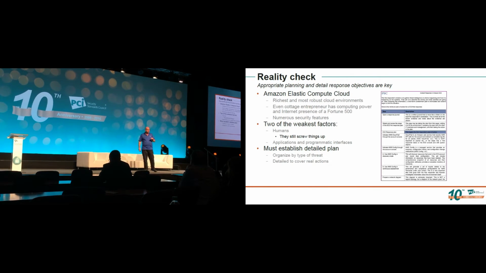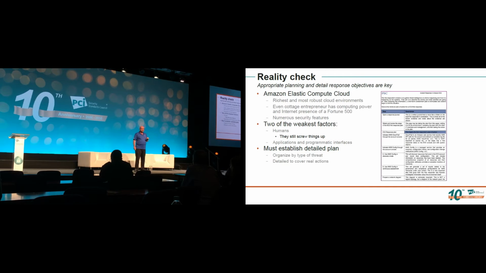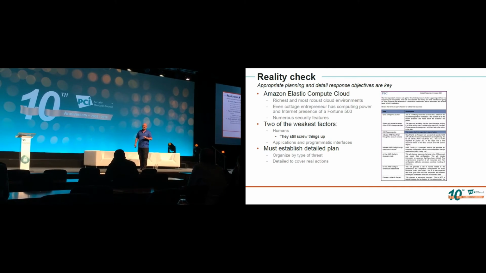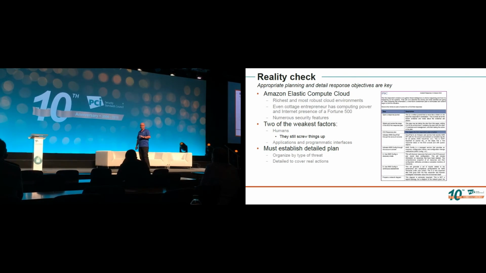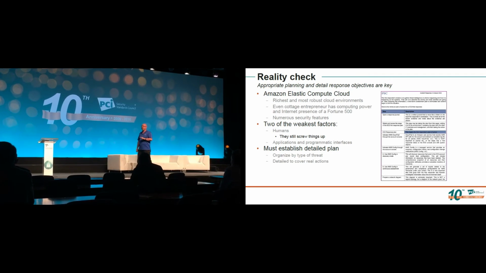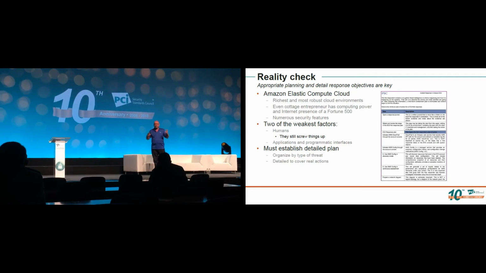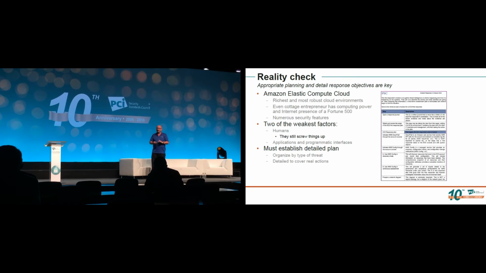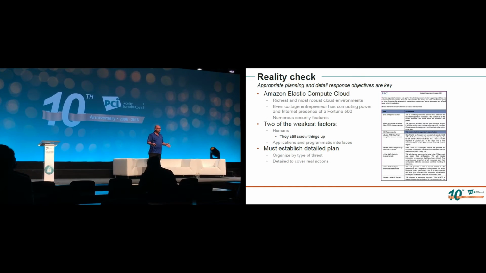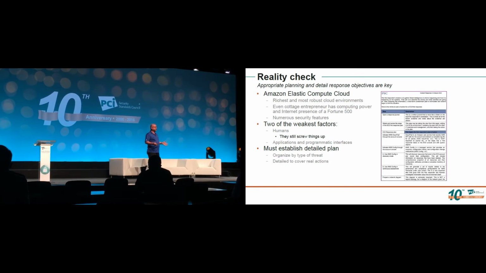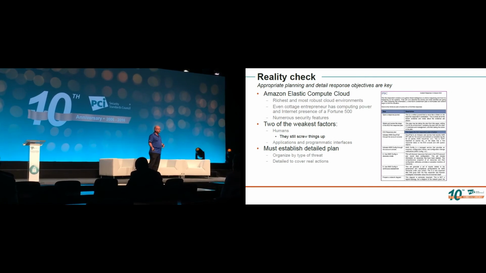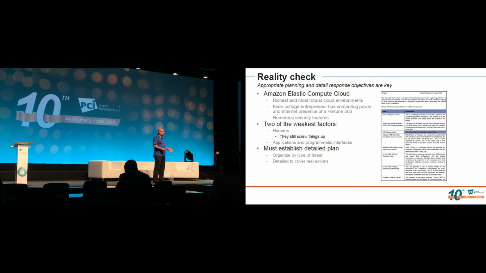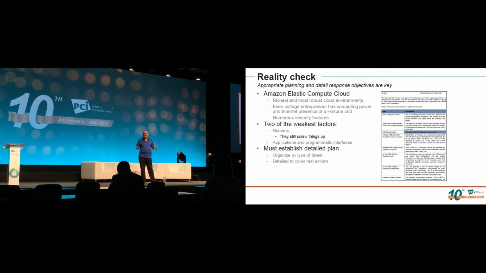The Amazon EC2 environment is one of the richest and most robust cloud environments you can work in. Unfortunately, it's got two major weaknesses that you also have to address when dealing with incident response and overall building of your system. It's people and applications. People have weaknesses, they do bad things. That's people within your organization as well as outside. And applications have vulnerabilities. So you must establish a detailed plan to deal with those two instances.